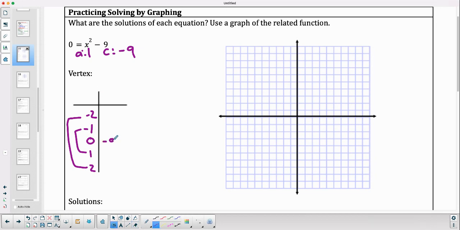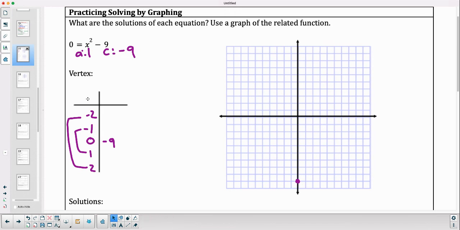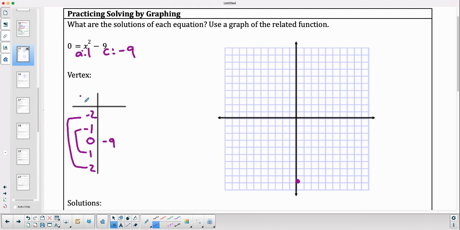So 0, -9. This graph starts down 9 on the y-axis. So there's our first dot. Then we need to plug in 1, and that'll give us the same answer as -1. Plugging in 1, you get 1 squared minus 9. So that's 1 minus 9, so that's -8. That's also going to be our answer for -1. So I need a dot at 1, -8, and -1, -8.